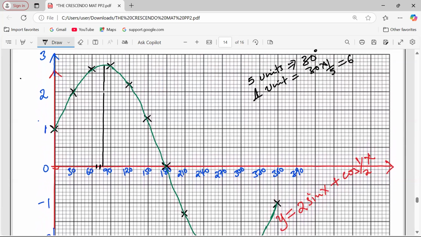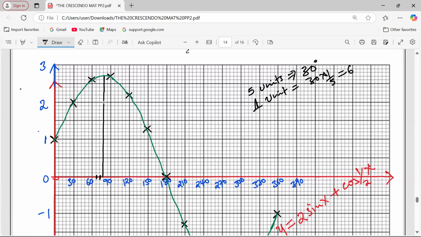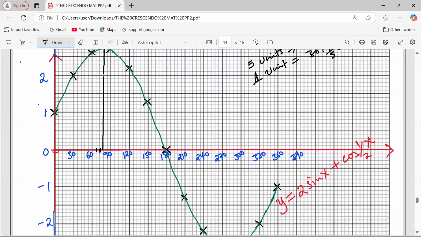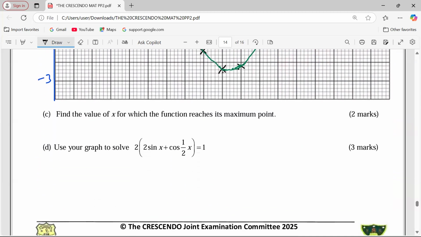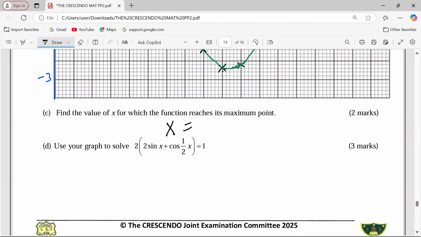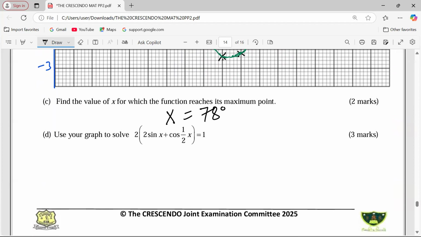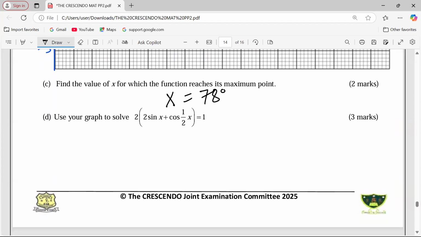I hope I've done that relation very well. When I take 30 over 5, that is 6 units. Therefore, we are talking about 60 plus 18, which is 78. So the value of x is 78 degrees that way.